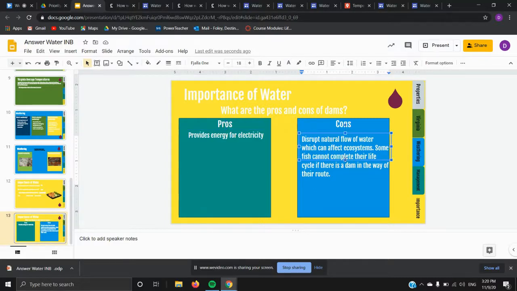Cons are they may disrupt the natural flow of water, which can affect ecosystems. They also flood areas when they're first made, which completely destroys ecosystems. A good example is trout have to swim upstream, and if there is a dam made in their way, they are not able to go and mate because they're not able to get to their mating area. So dams have cons, and there are some of them.